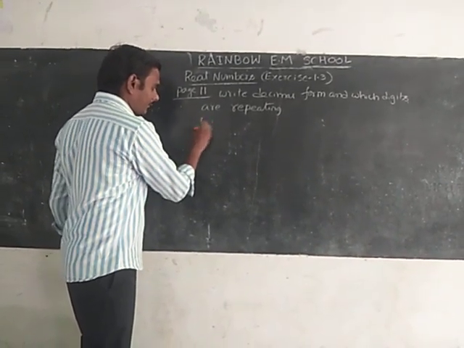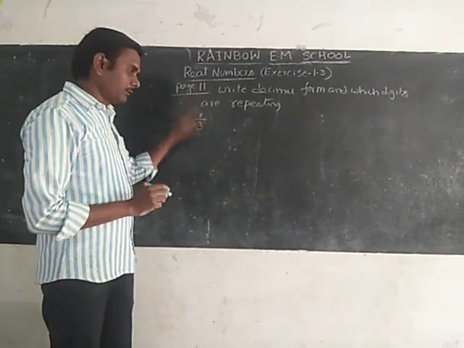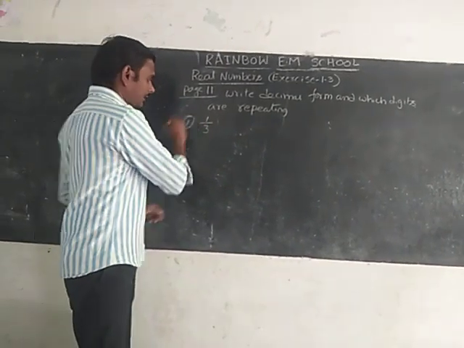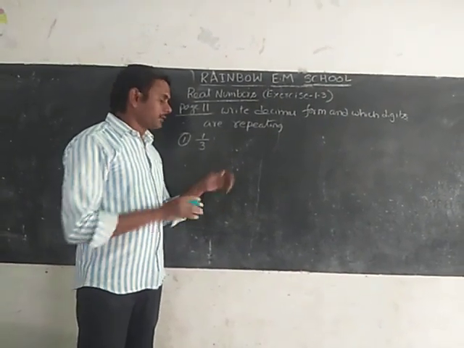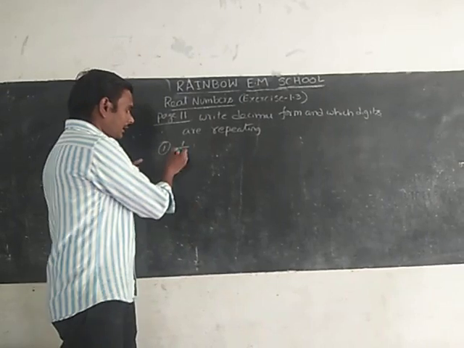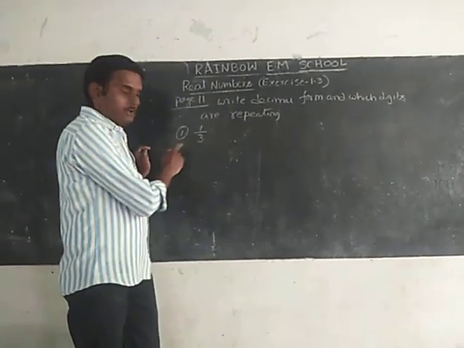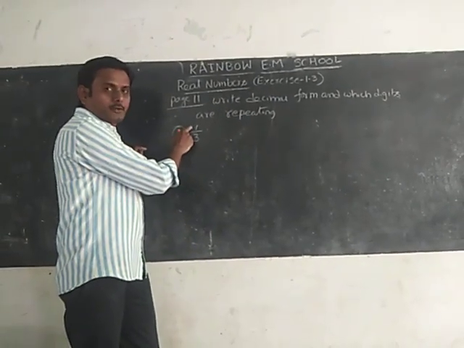Before that, we will do 1 by 3. We already did that one, but again we will do 1 by 3. First, we have to write the decimal form of 1 by 3; later we say which digits are repeating. Here the numerator is 1 and the denominator is 3. We have to divide the numerator by the denominator.